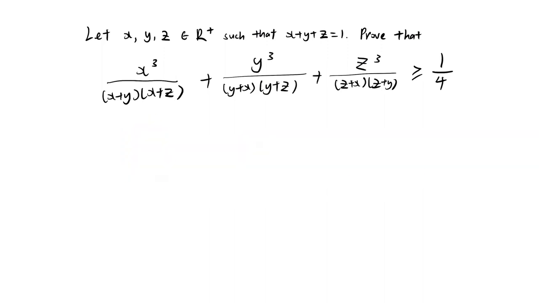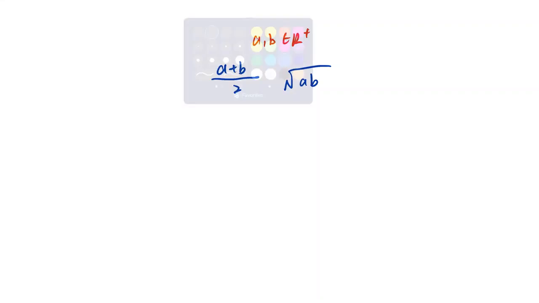Now let's start. The first thing I want you to think of is these two expressions, (a plus b) over 2 and the square root of ab, where both a and b are positive real numbers. Which of these expressions is larger? And the answer is (a plus b) over 2.